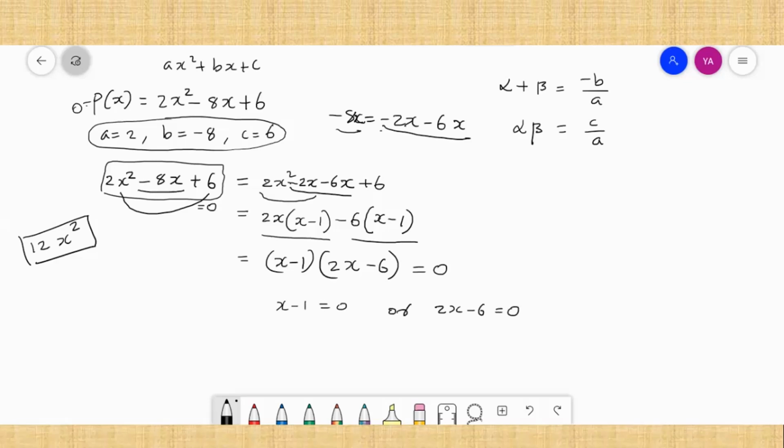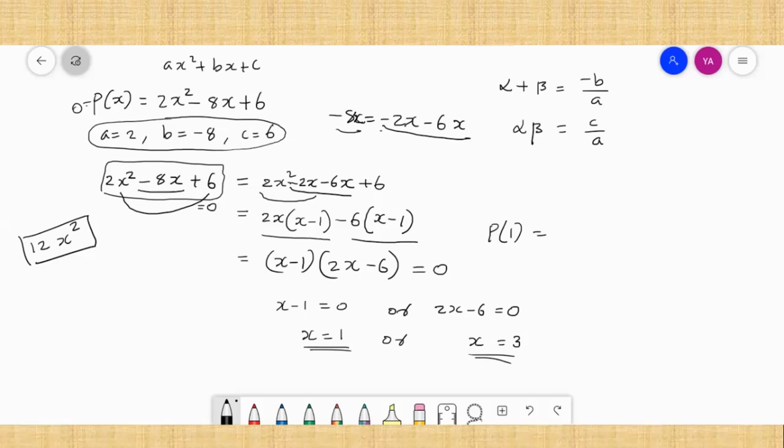So x minus 1 is equal to 0 means what's the value of x? x is equal to 1. And 2x minus 6 is equal to 0 means what is the value of x? 3. Minus 6, if you move to the right side, it will become plus 6. So 6 by 2 is 3. So the zeros of this polynomial are x is equal to 1 and x is equal to 3. If you calculate P of 1 and P of 3, both will be 0.